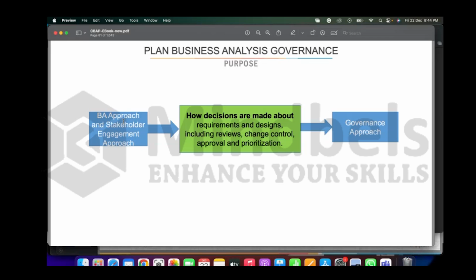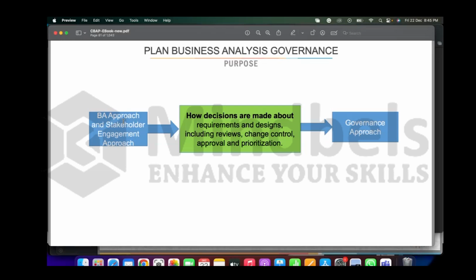Now, if you see the approach, you need to understand what approach you should take and what the stakeholder engagement approach is. Understand that first. How decisions are made about requirements and designs includes reviews, change control, and approval.